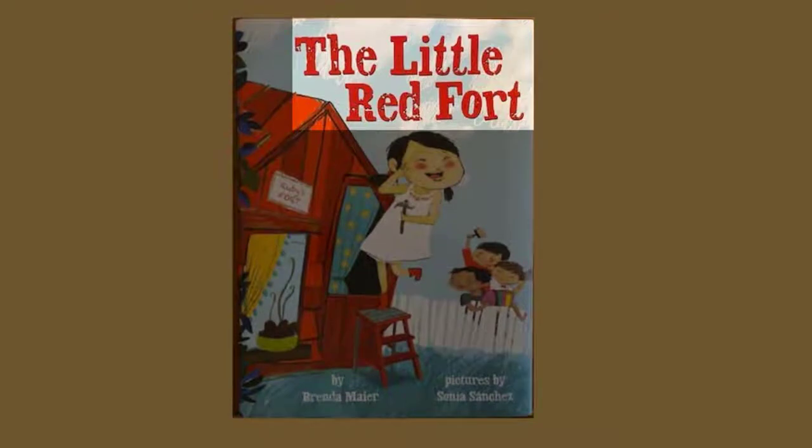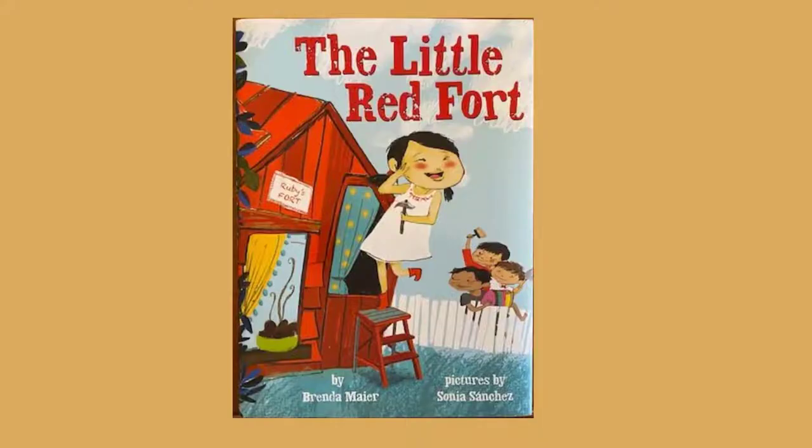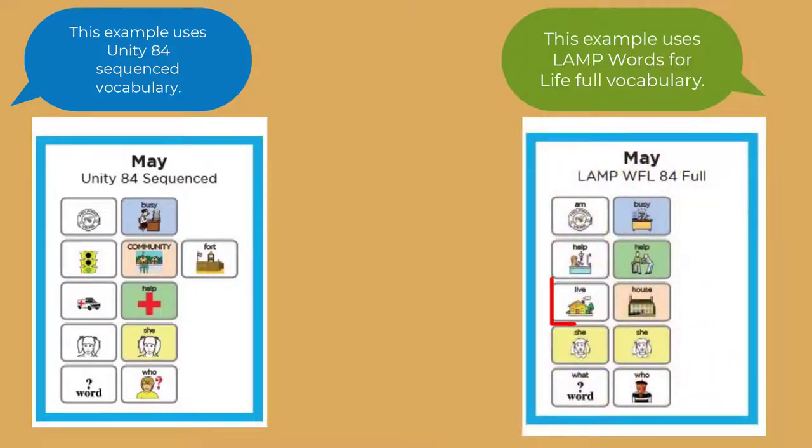Our story for this month is called The Little Red Fort. It was written by Brenda Mayer, and the pictures were drawn by Sonia Sanchez. When using the Unity vocabulary, our target words are busy, fort, help, she, and who. You'll notice the Lampwords for Life vocabulary does not have the word fort. Instead, it has the word house.